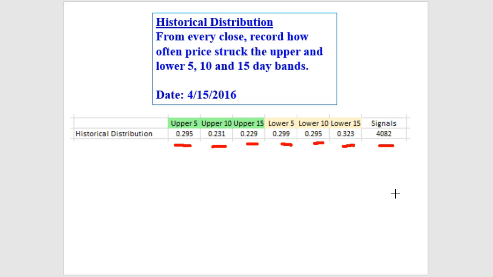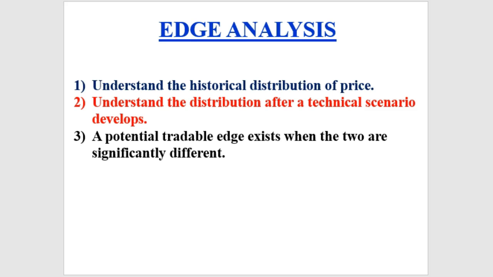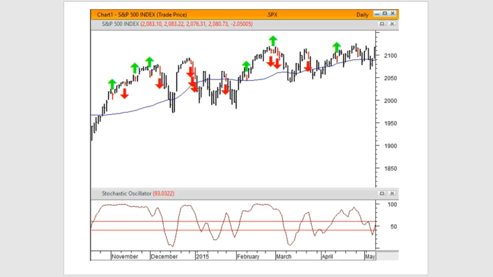That's the historical distribution. Now we're going to look at the technical scenario. Right there, we're going to seek to understand the distribution after our specific technical scenario. And here you can see we created the little arrows now, or I highlighted the bars that it occurred in, and I'm wondering whether the ATR filter was put in there. Maybe not by then, but I certainly did it in the final results here.